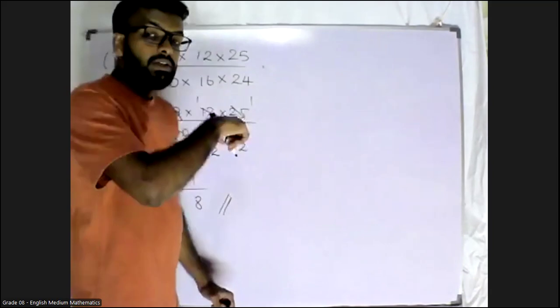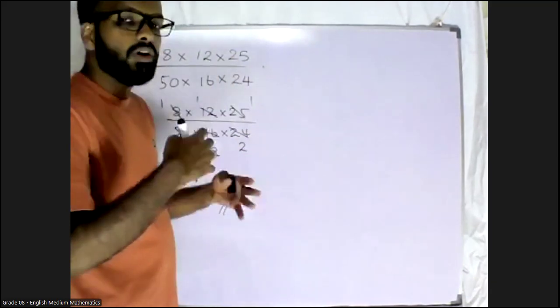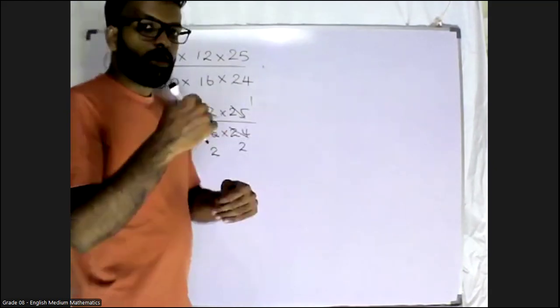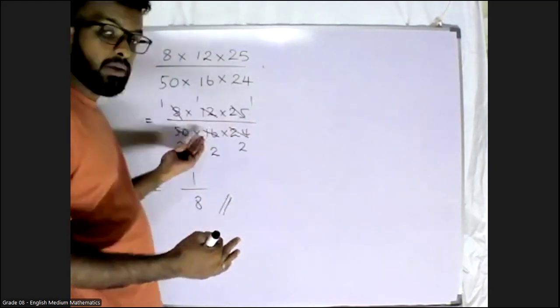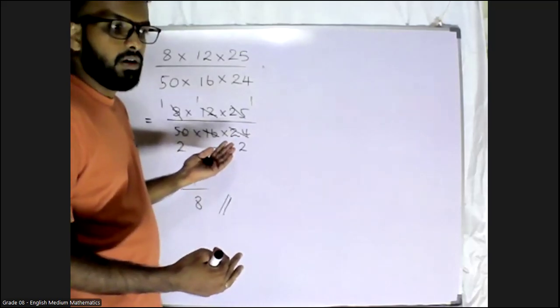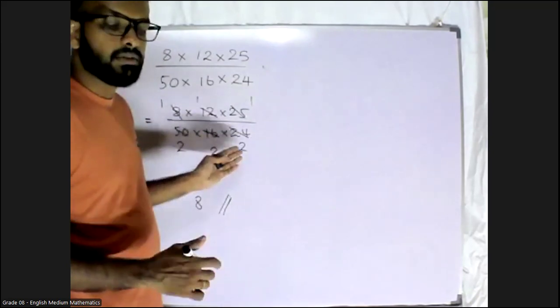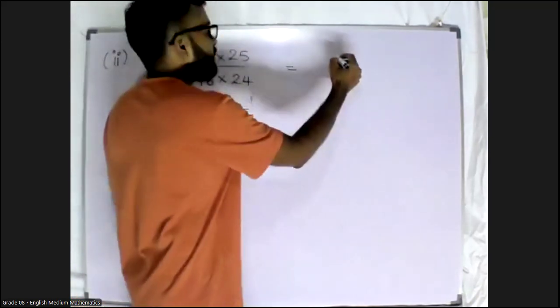Or I will simplify like this. Now look at the board. I am going to show you the ways. There is no rule that you must simplify only like this. Right? But with age, you will grow. You will develop like this. Right? I will rewrite.